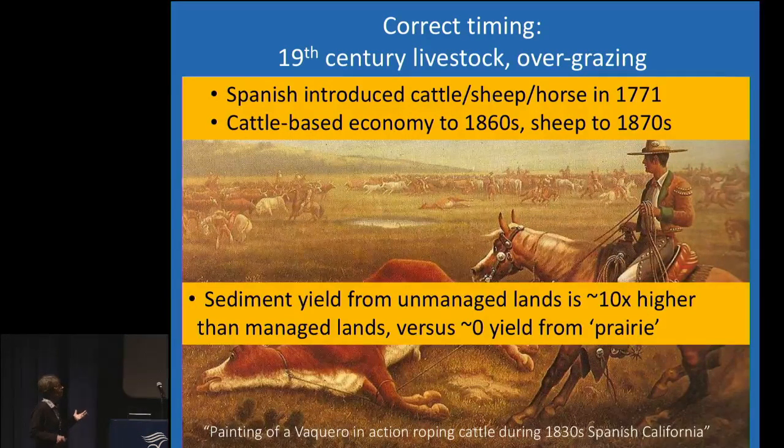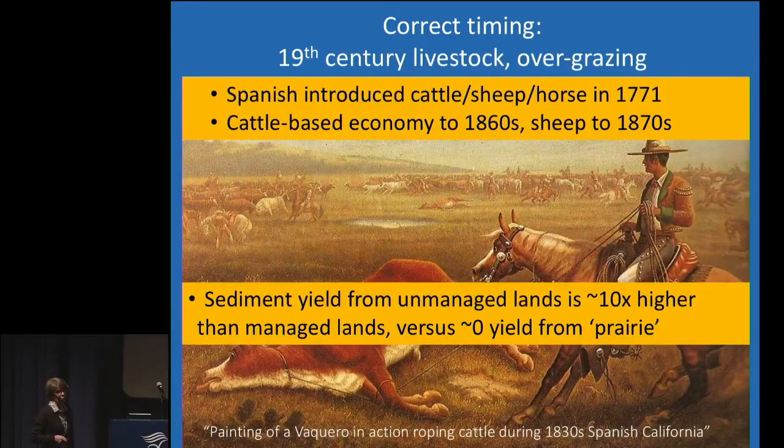Versus zero sediment yield from prairie. That is, when it rains on a prairie and the water that runs off, it's clear. It is not carrying any sediment. Okay, so that told me I would probably have some purchase on getting sediment supply off of this thing.